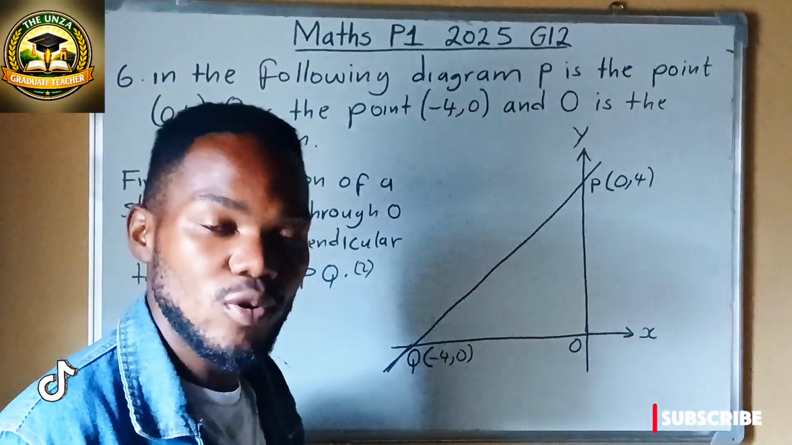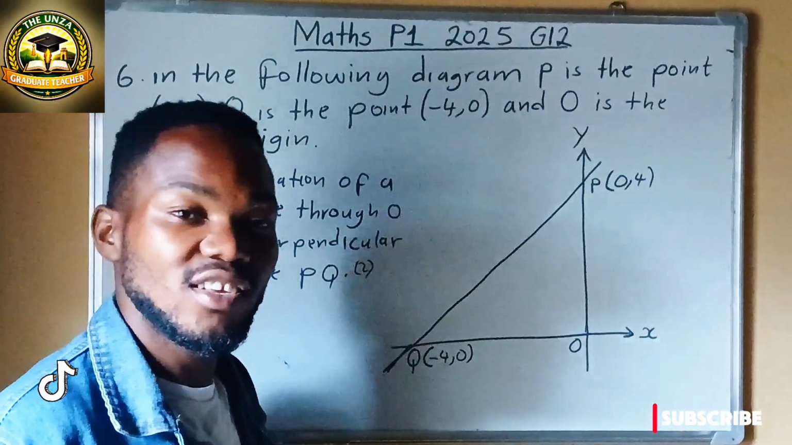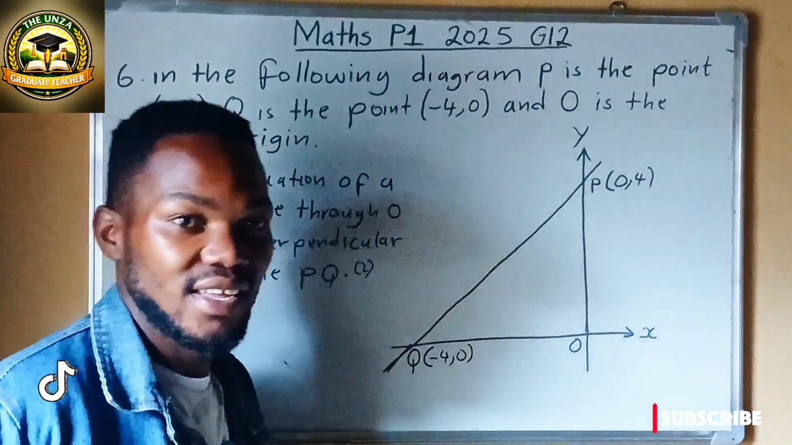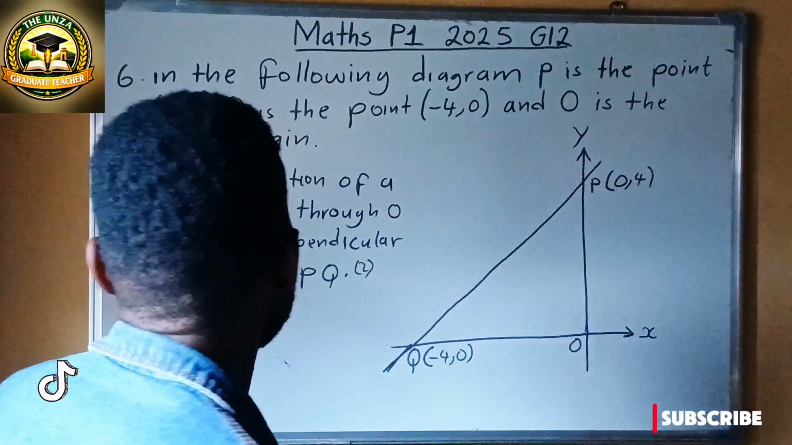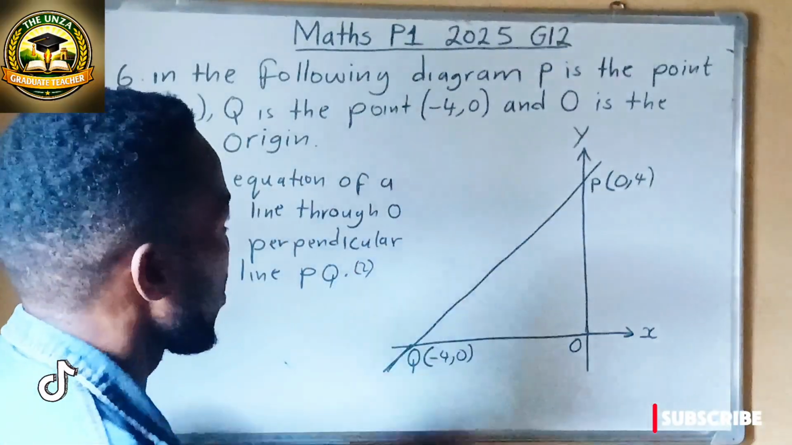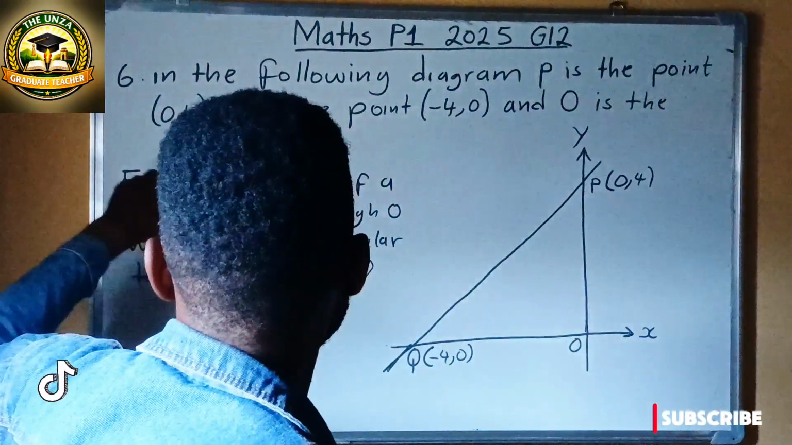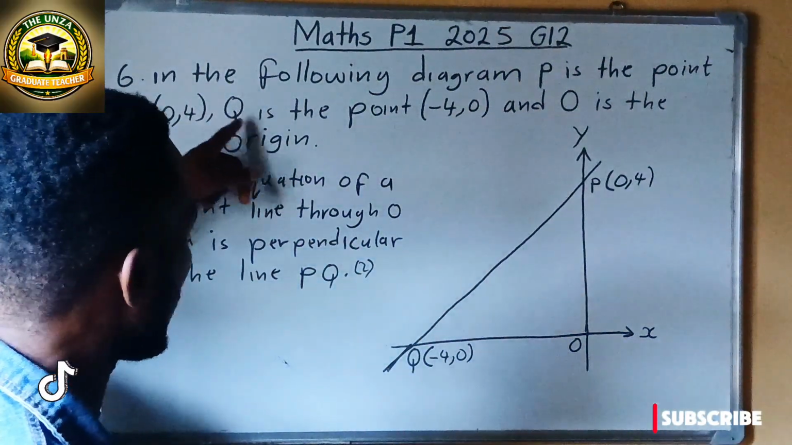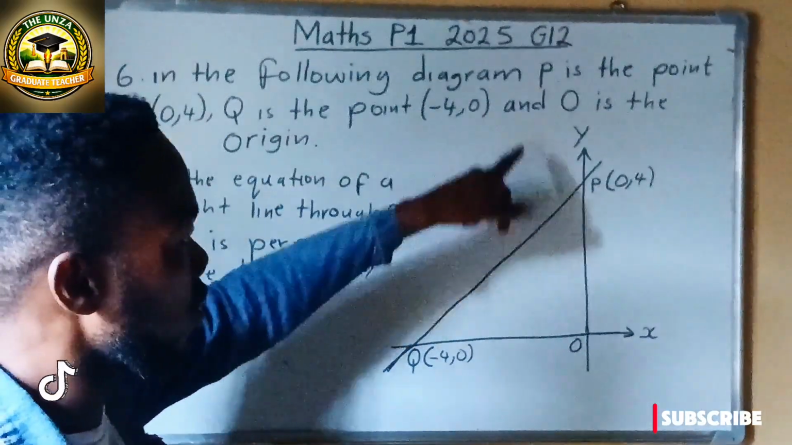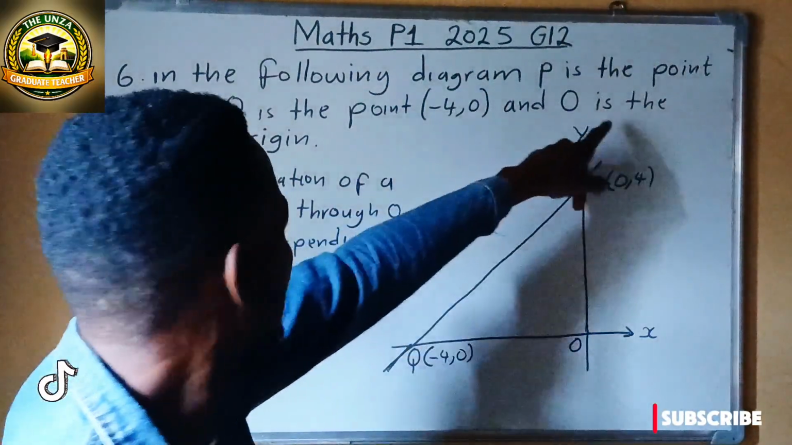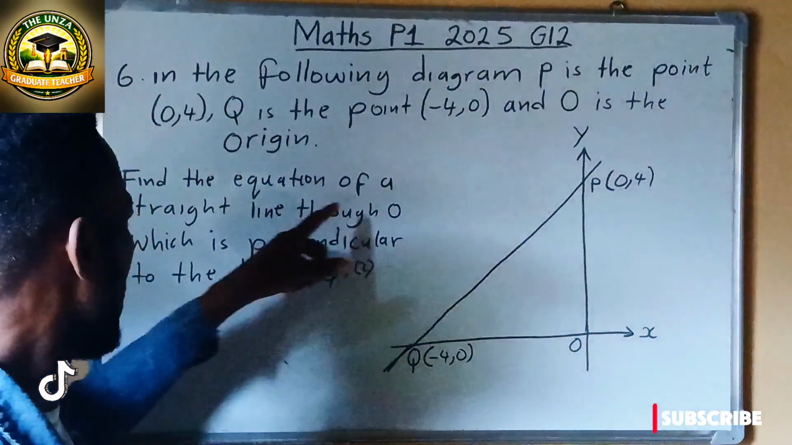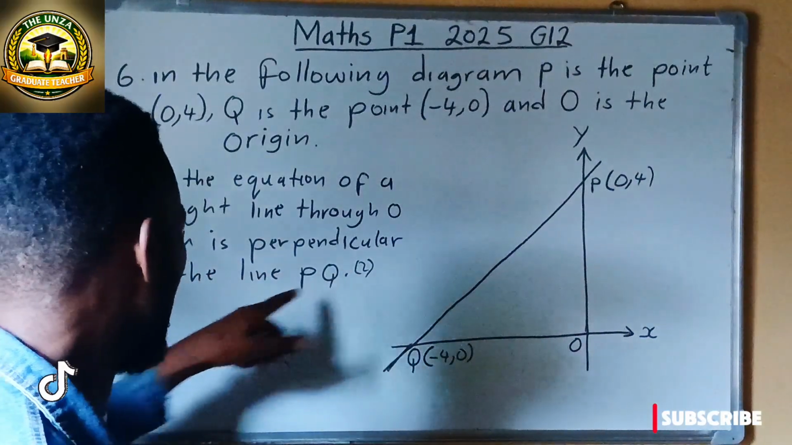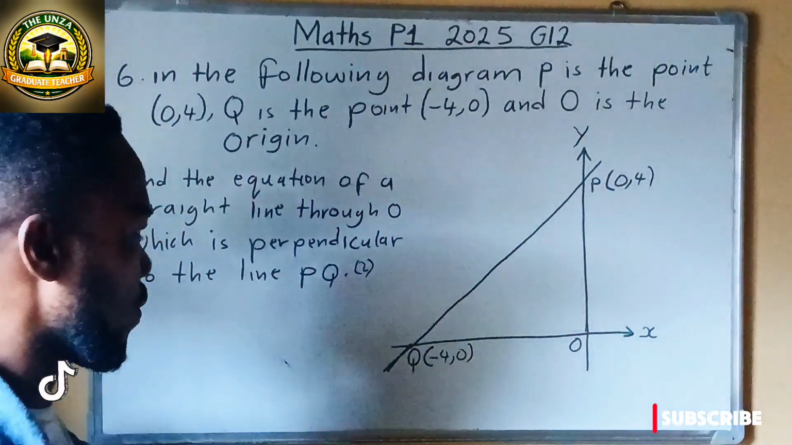In today's lesson, we are looking at a question which came in Mathematics Paper 1, 2025, the paper which came last year. It was question 6. It was saying, in the following diagram, P is the point (0, 4), Q is the point (-4, 0), and O is the origin. Find the equation of a straight line through O, which is perpendicular to the line PQ.